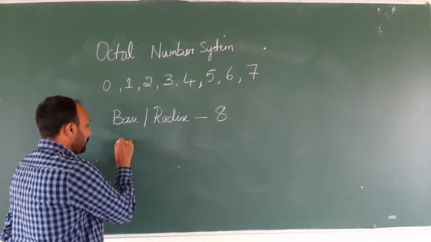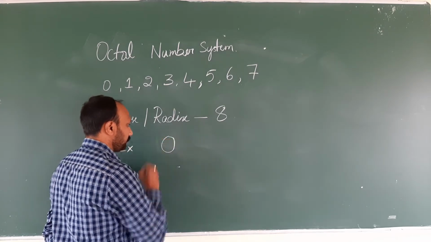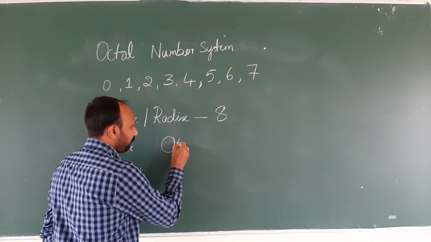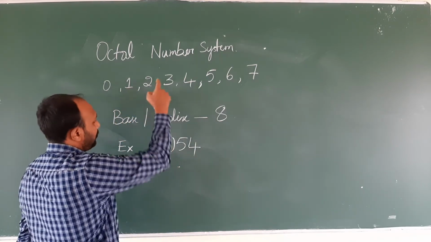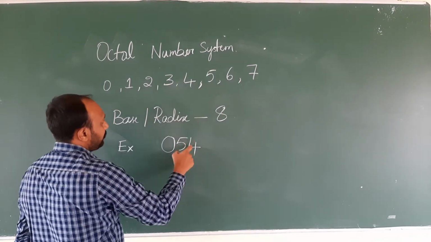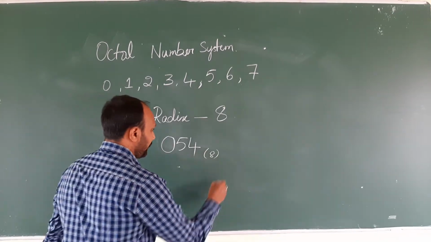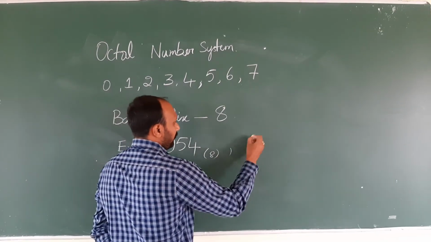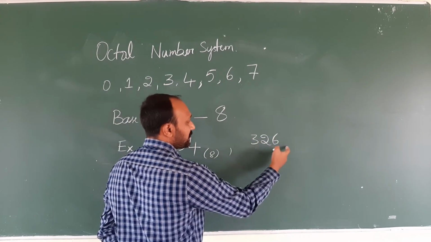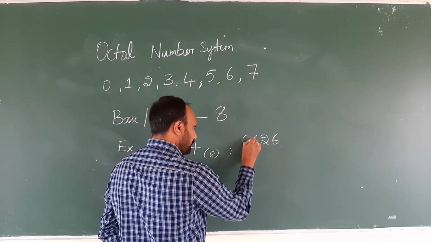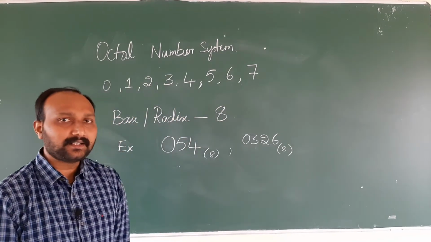Next, an example for the octal number system. An octal number always starts with 0. For example, 054. The 0 indicates it comes under octal, followed by 5, 4. So it is an octal number. Similarly, if I write 326 like this, it is a decimal. If I start with 0, then you can understand that this number is an octal number.